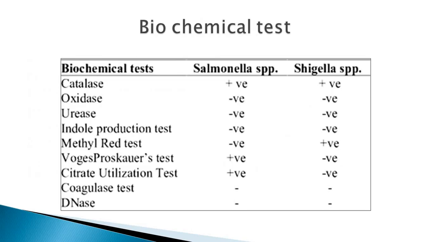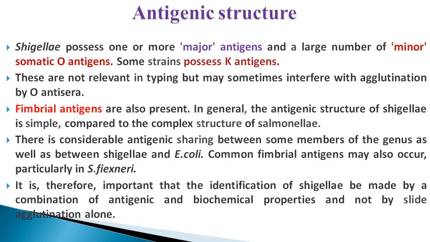So this simply depicts the biological cluster of Shigella. In the antigenic section, Shigella possesses one or more major antigens and a large number of minor somatic antigens. Some strains possess K antigen. These are not relevant in typing but may sometimes interfere with agglutination by O antisera. Fimbrial antigens are also present. In general, the antigenic structure of Shigella is simple compared to the complex structure of Salmonella.